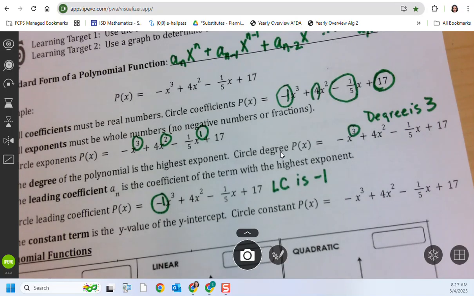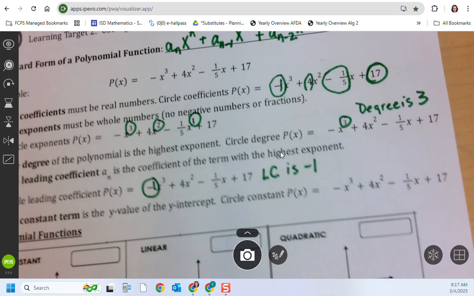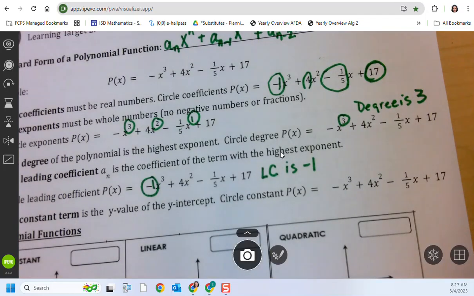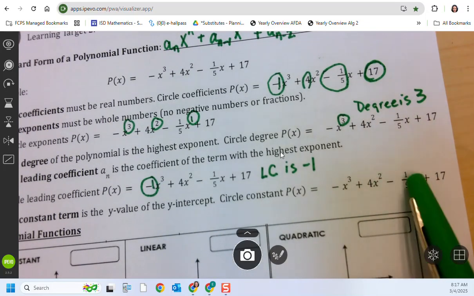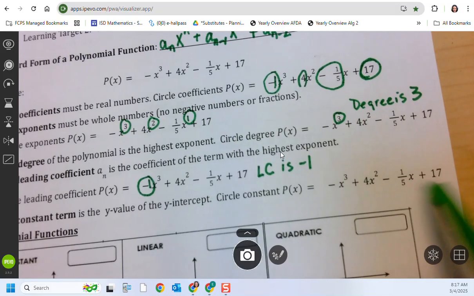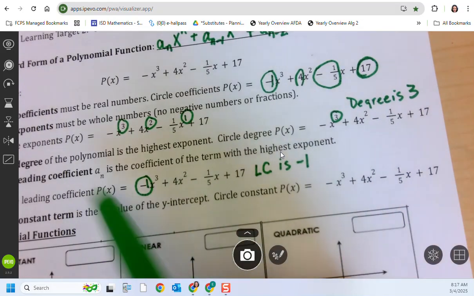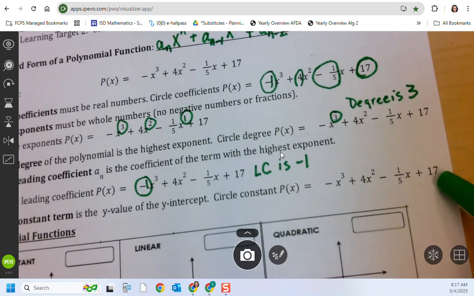The constant term is the y value of the y-intercept. Now remember that the y-intercept is when you put 0 for all your x's. So if I have 0 here, and 0 here, and 0 here, I'm just left with this one. So the constant term is also the term that has no x.